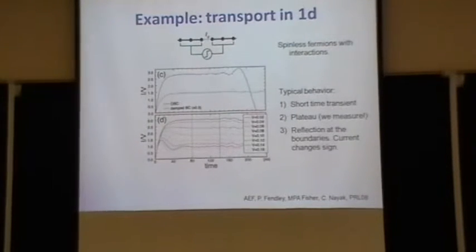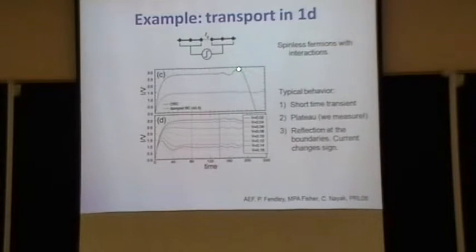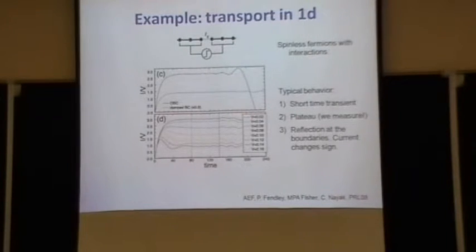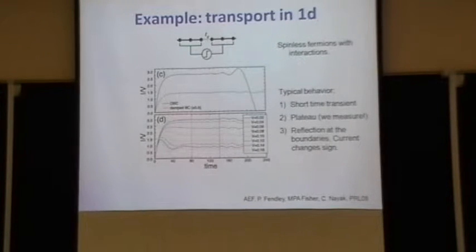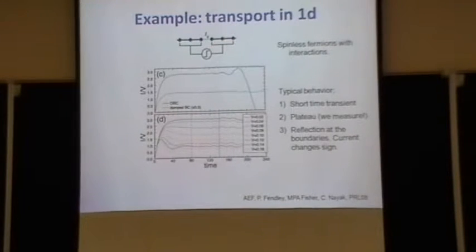So once we fine-tune G and the interactions for that G, we study the transport problem. And here I'm showing two approaches. The first one is just applying bias. We see that first the current evolves towards some value, and we reach a sort of quasi-steady state. Then, since we are in a finite system with open boundary conditions, the wavefront is going to bounce back. The perturbation reaches the boundaries of the system, and the current starts flowing in the opposite direction. We see that reversal of the current.